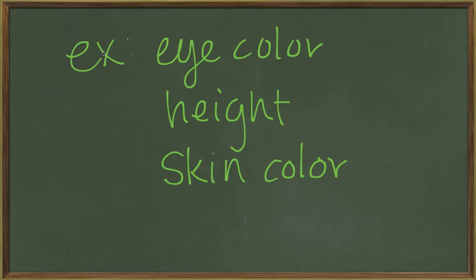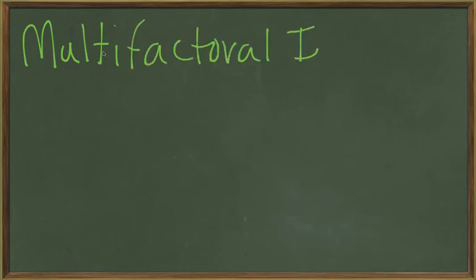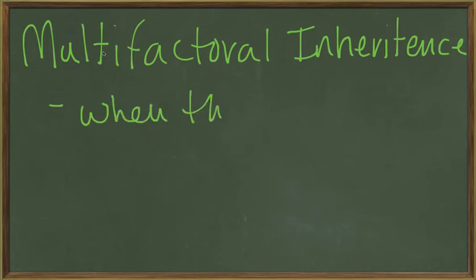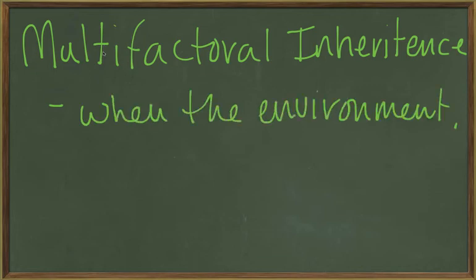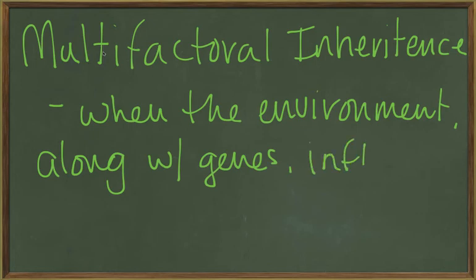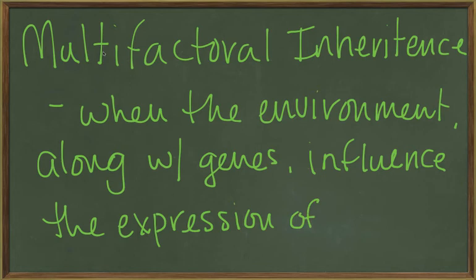The last exception that I'm going to talk about is called multifactorial inheritance. Multifactors is basically what this boils down to. This is when the environment, along with your genes, influence the expression of traits.